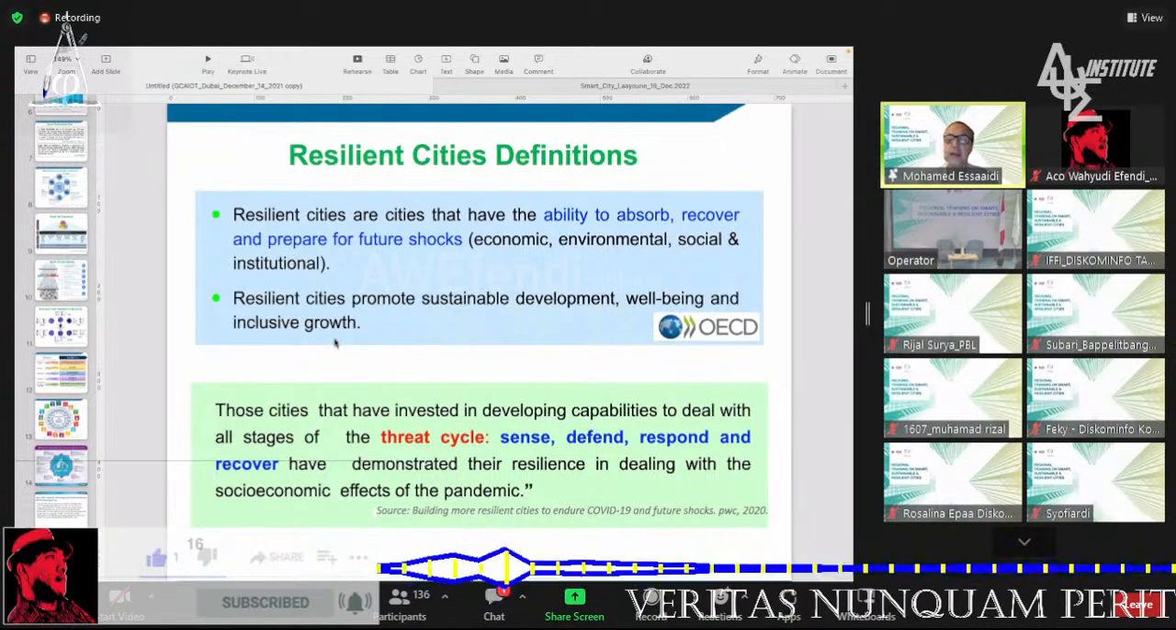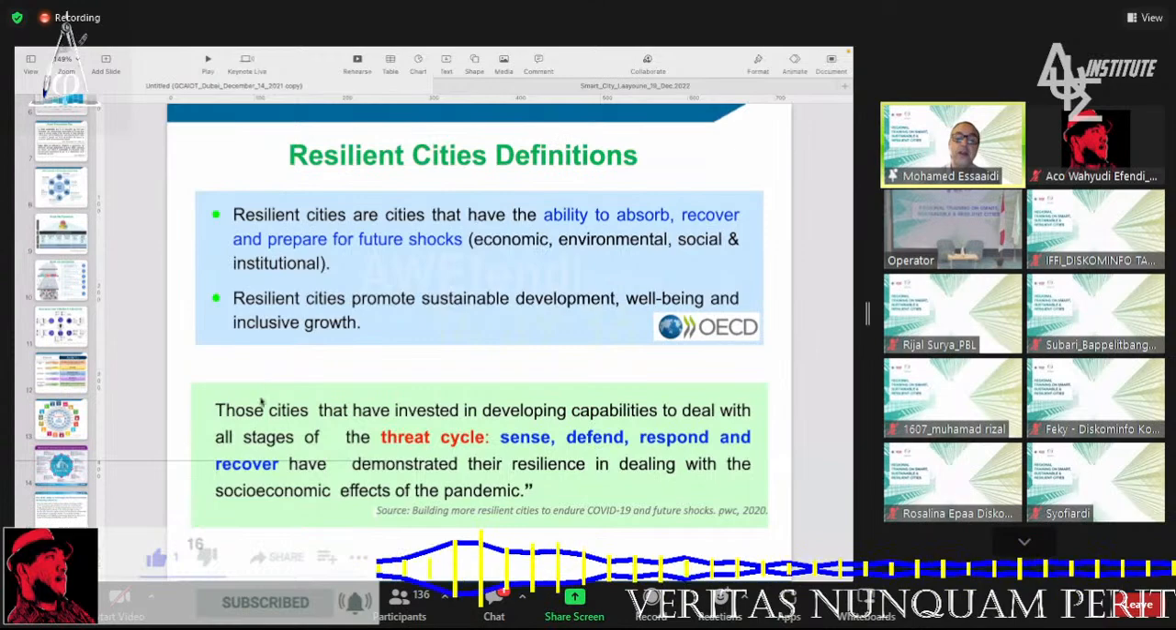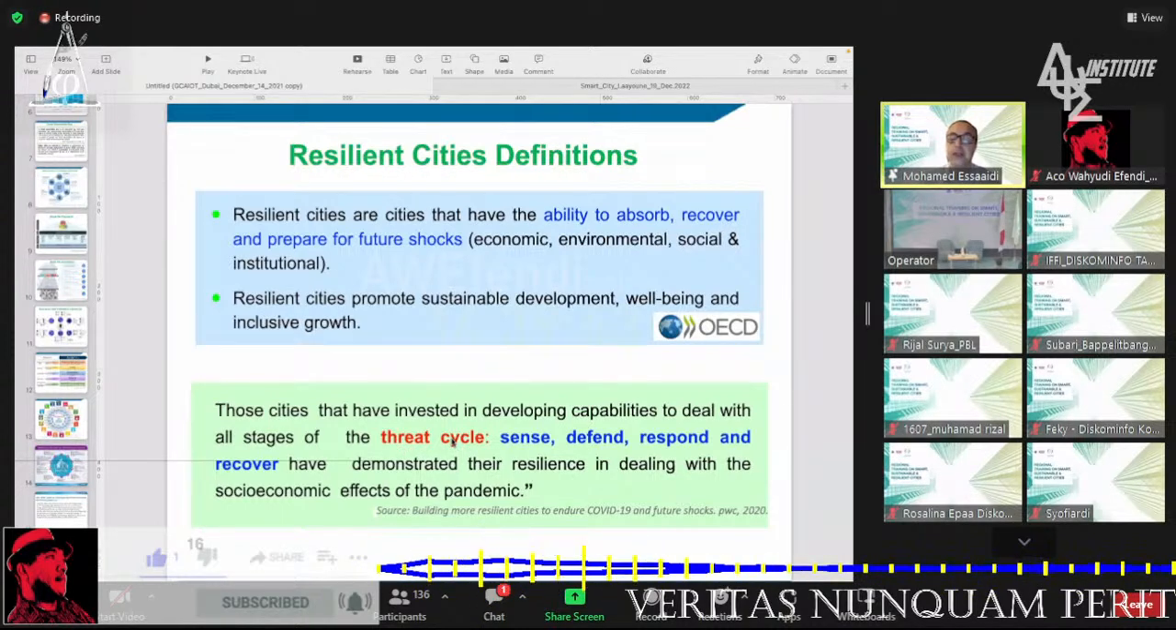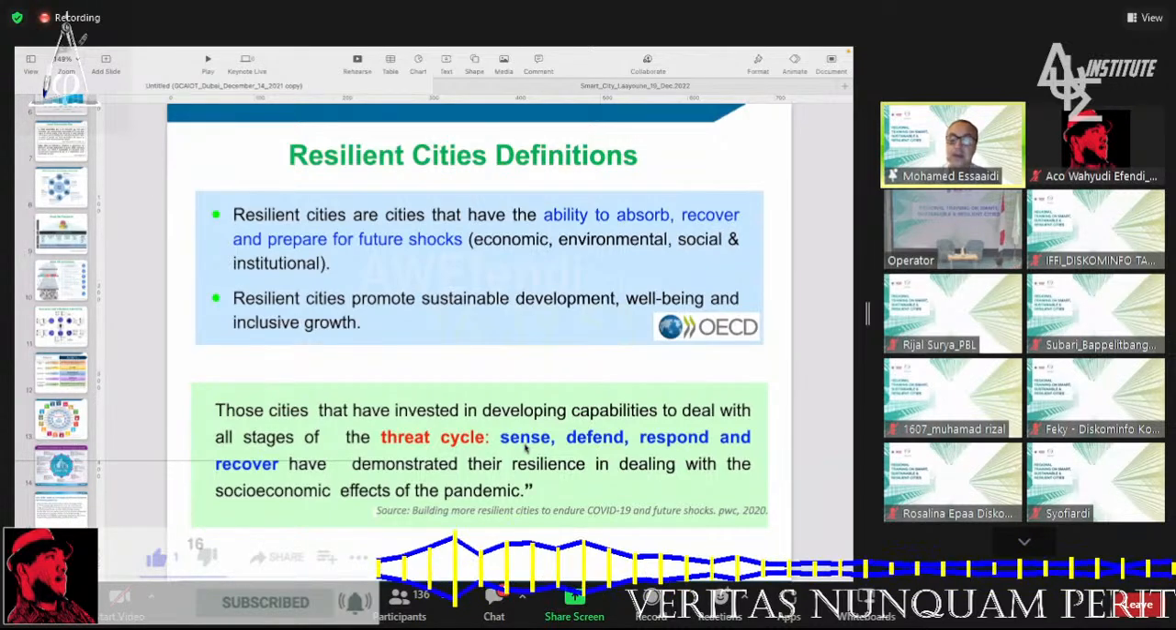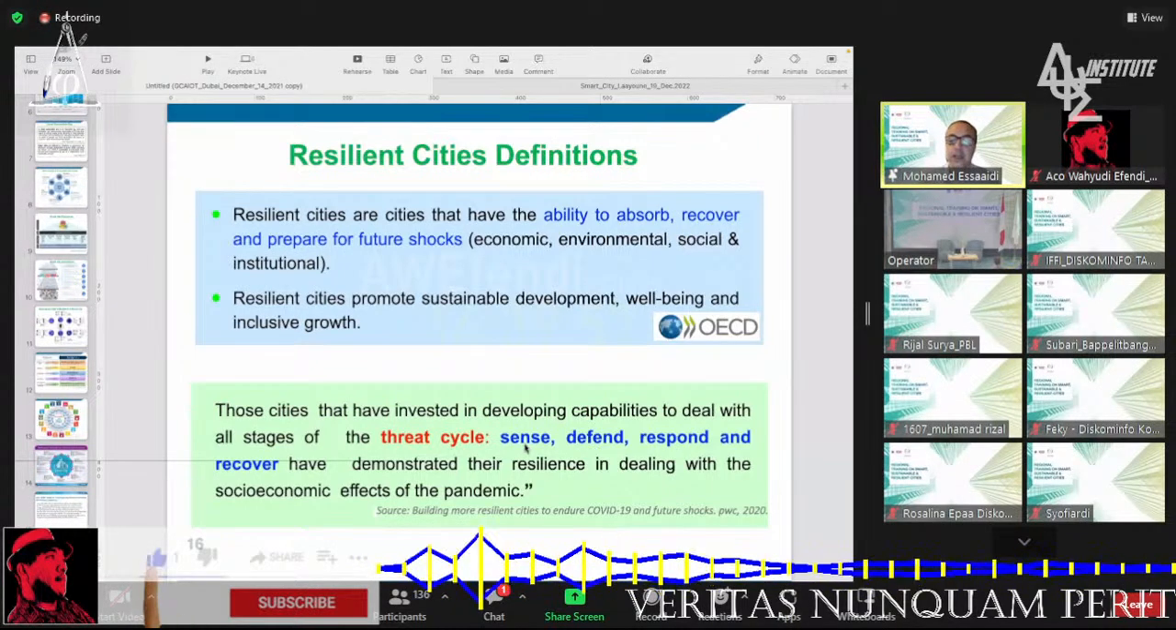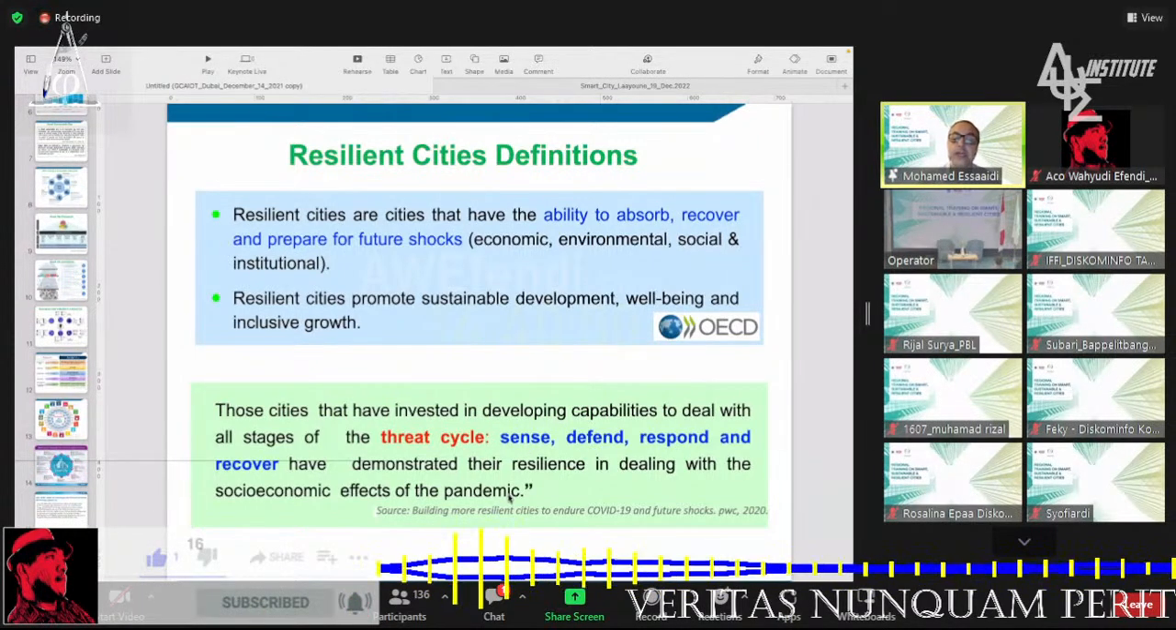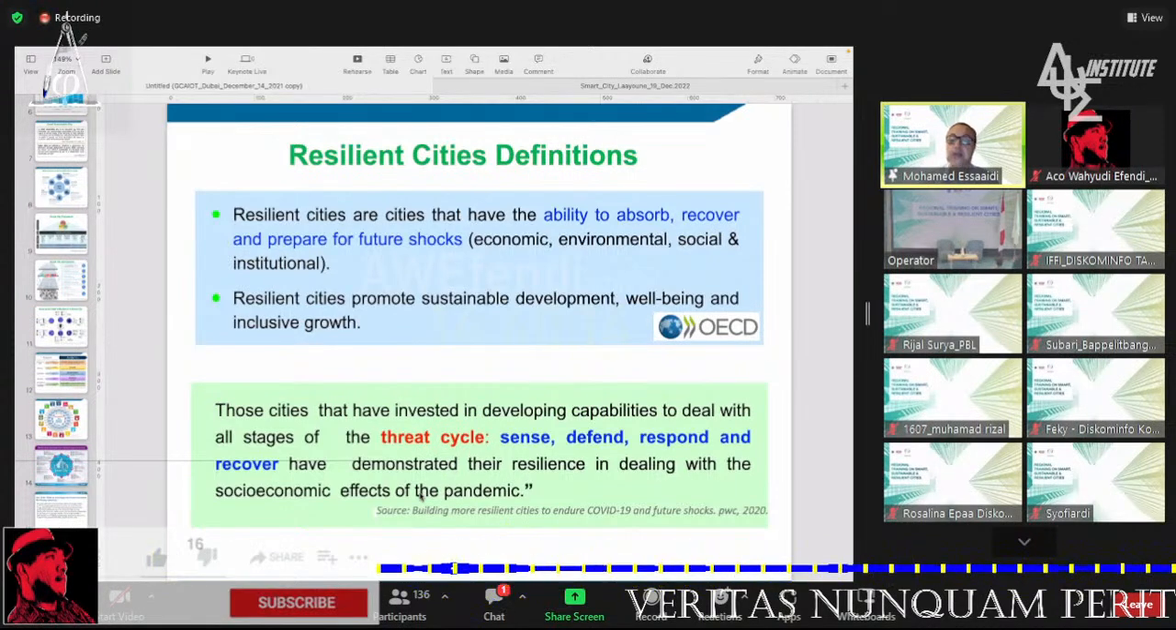There is another interesting definition. According to this definition, resilient cities are cities that have invested in developing capabilities to deal with all stages of the threat cycle. So we have here a threat cycle proposed by this definition, which is based on sensing, building, and recovering from any challenge and any threat. Those cities have demonstrated their resilience in dealing with the socio-economic effects of the pandemic, but I think here the impact of the resilience could go to others, environmental, economic, social, or institutional, as was the case in the former definition.